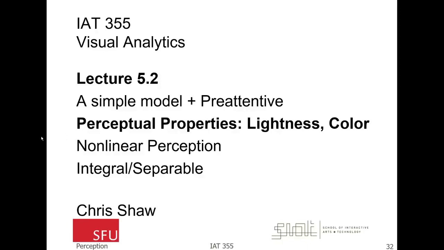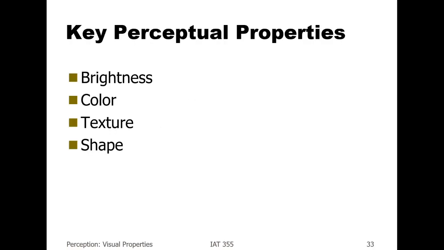This is IAT355 Visual Analytics, Lecture 5.2, and in this lecture segment, we're going to be talking about perceptual properties of lightness and color. So the key perceptual properties that we are all using when we're doing visual analytics, particularly when we're thinking about visual design, are brightness, color, texture, and shape. In this lecture segment, we're going to be concentrating on brightness and color.